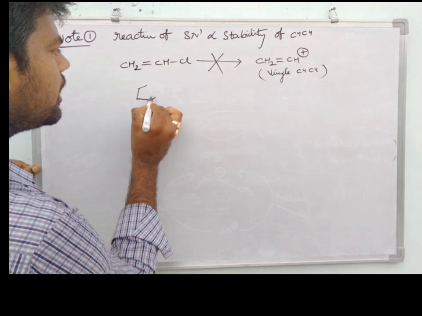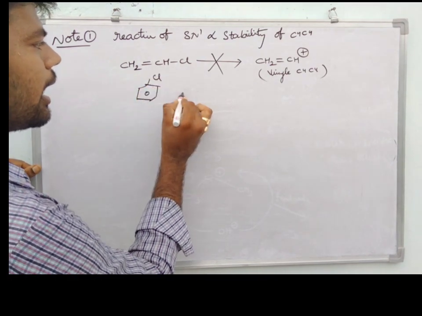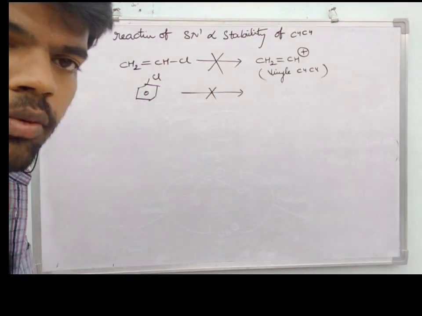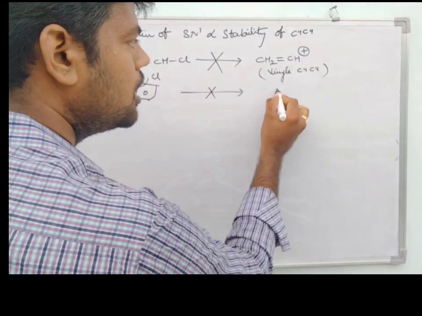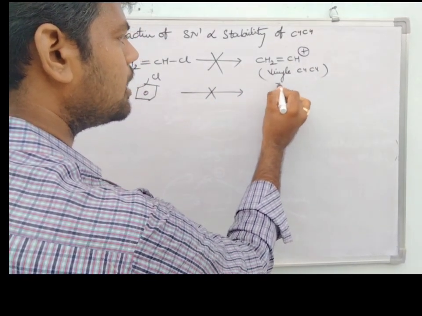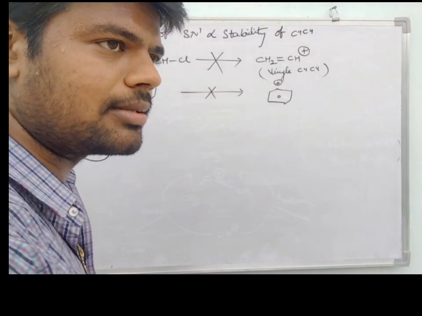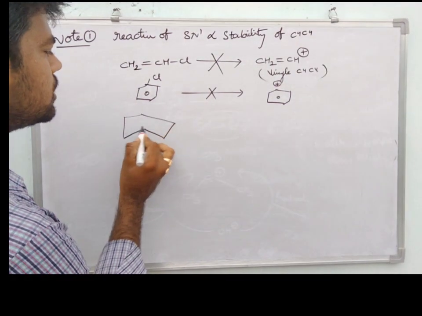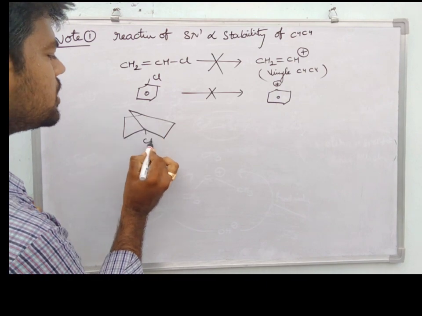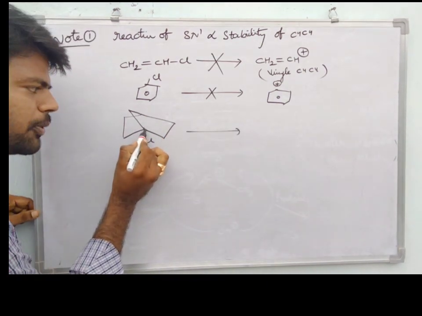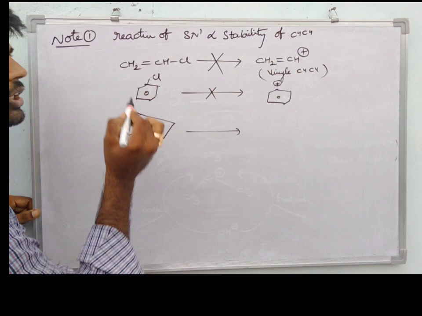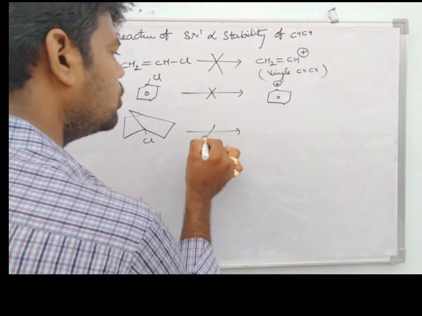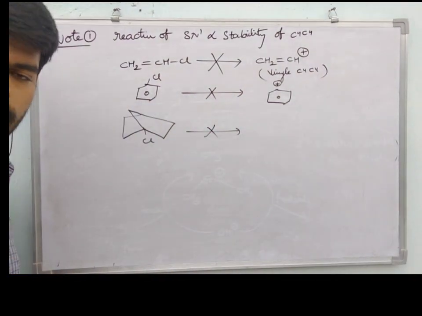One more important thing is that aryl chloride is also not involved in the SN1 mechanism. This is one of the important points. Why? Because the phenyl carbocation is very less stable. One more thing, if you take the bridgehead compounds, if the halogen is present on the bridgehead position, those compounds are also not involved in the SN1 mechanism.